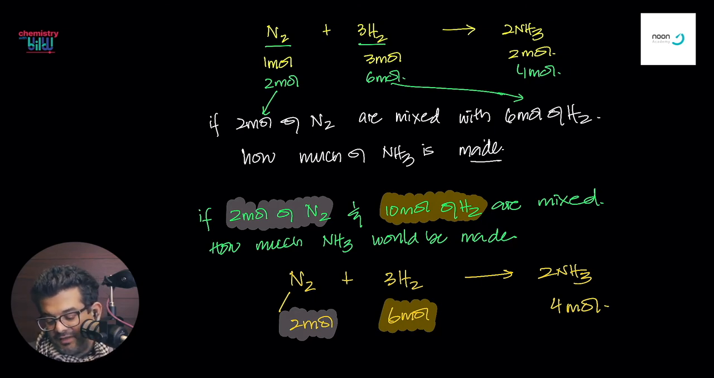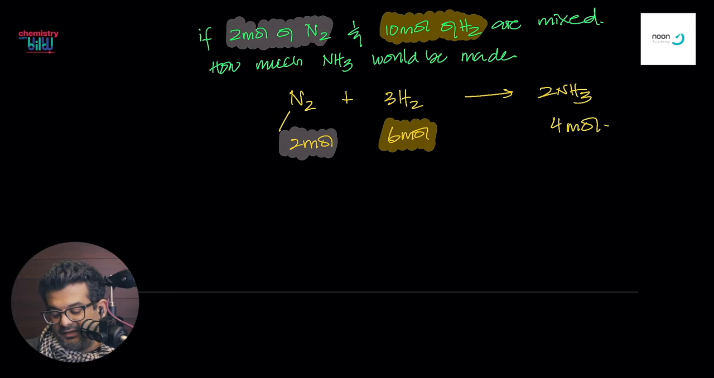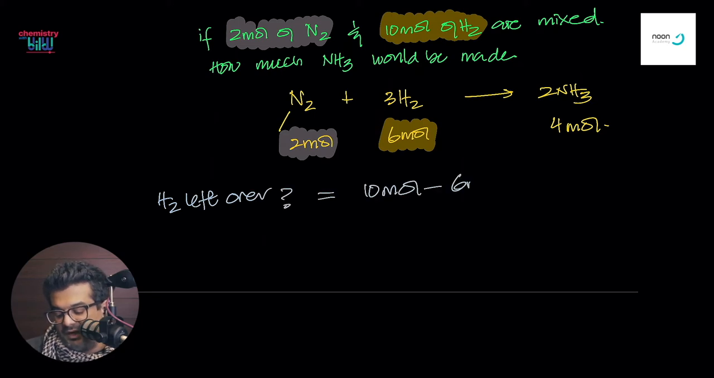And why is it 4? Because you see, look, that's why I use the exact same number. Did we not tell that 2 moles needed 6 moles? But I'm saying I'm giving you 2 moles and 10 moles, but I still only need 6 moles, don't I? So I only need 6 moles, okay? If I only need 6 moles, then what we now realize is that hydrogen is left over. Hydrogen left over. How much of hydrogen is left over? Well, I had 10 moles. I used up 6. I have 4 left over.